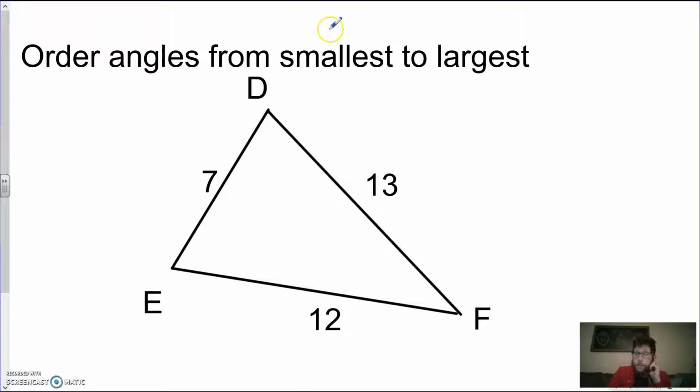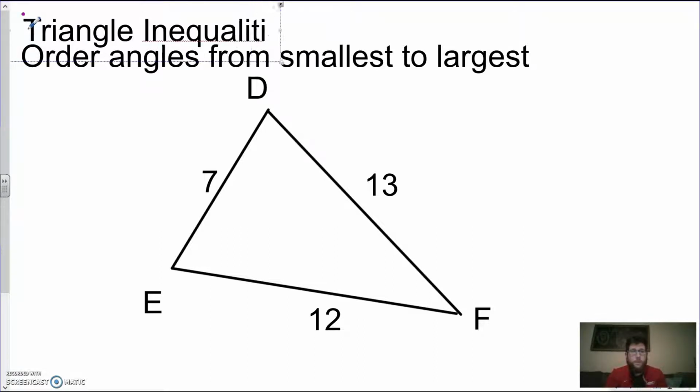Today we're going to talk about triangle inequalities. If you're looking for a section to your notes, it's triangle inequalities, which is spelled like this. We're just going to do a little review with that. Okay, so start here. See if you remember how to order the angles from smallest to largest.